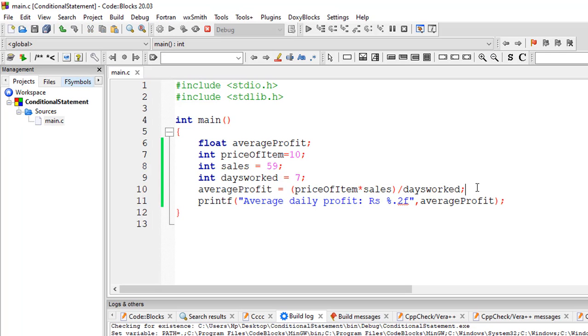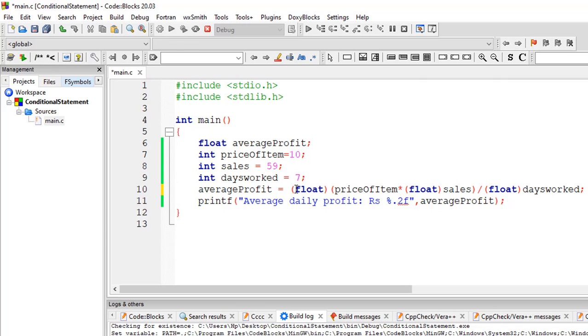Rest, if I use these variables again in my program, in the next line after this line, these will be integer type again. But for this line, I want to make them float. So I will write float here. Similarly, I will write float here, and float here. Remember, this is written in braces. Now this will give me the exact answer. This price of item, sales and days worked have been converted into float type variables, which are then assigned to average profit. That is already a float type variable.